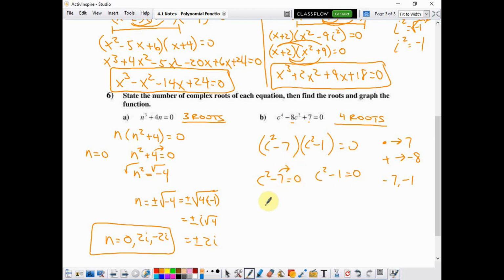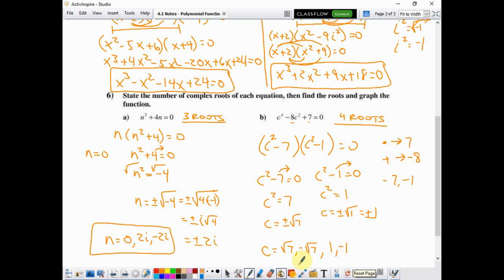So we'll move this over. C squared equals 7. And take the square root. C is plus or minus the square root of 7. Move that -1 over. C squared equals 1. Take the square root. C equals plus or minus the square root of 1, which is plus or minus 1. So our 4 roots: C is the square root of 7, the opposite of the square root of 7, 1, and -1.